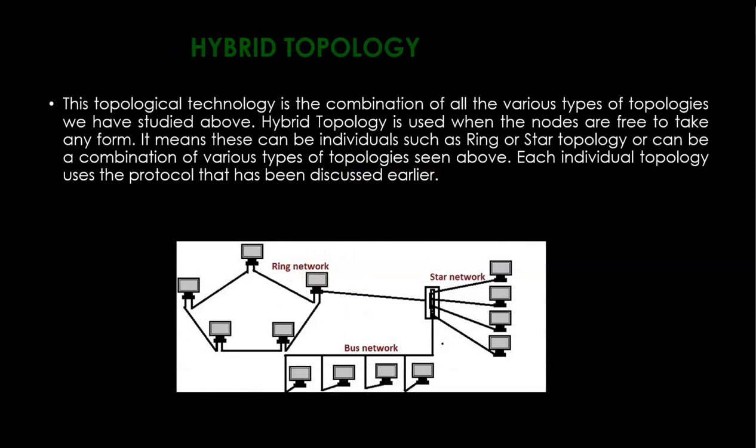So, for the last, we have hybrid topology. This topology is the combination of all the various types of topologies we have studied about. Hybrid topology is used when the nodes are free to take any form. It means these can be individual topologies such as ring or star topology, or can be a combination of various types of topologies seen above. Each individual topology uses the protocol that has been discussed earlier.